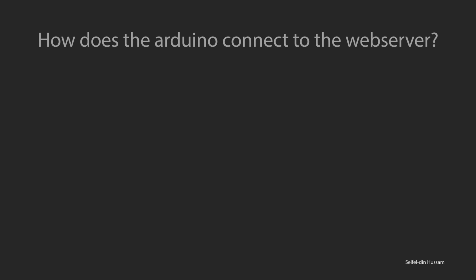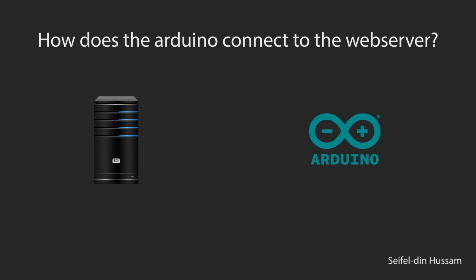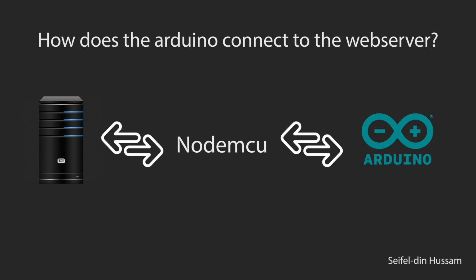Okay, so let us proceed. How does the Arduino send the status of the parking spot to the web server? We used a microprocessor similar to the Arduino called NodeMCU. This microprocessor contains a Wi-Fi shield that makes the NodeMCU act as a web client and send requests to the web server containing the status of the spots.